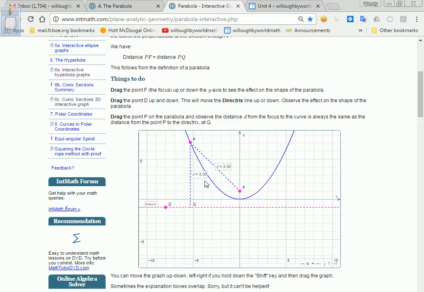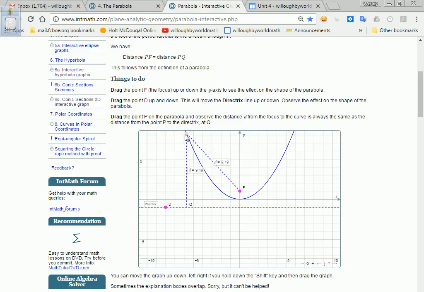Now, we're going to talk about the conic definition, the geometric definition of a parabola. And that is that it is the set of all points in a plane, see the parabola here, an infinite number of points in this plane that are equidistant from a given point, called the focus, and a line called the directrix. Do you see this point right here on the parabola? It's 8.08 and 8.08. It's equidistant from both the focus and this line called the directrix.